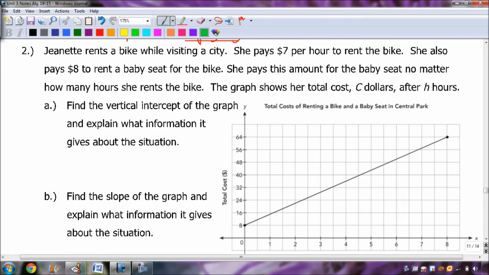Well, hopefully you can recognize that the vertical intercept here is $8, and what it represents is the initial amount, which is the amount that she needs to rent the baby seat, okay? So she initially spends $8 to rent a baby seat.